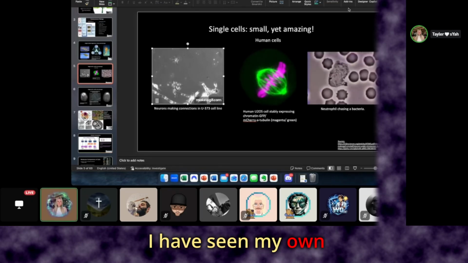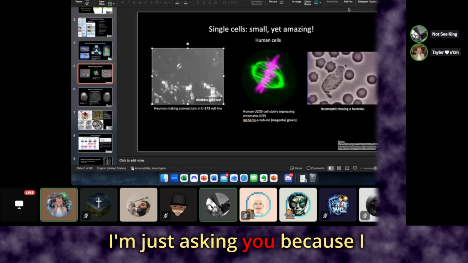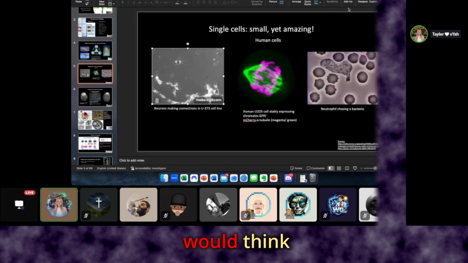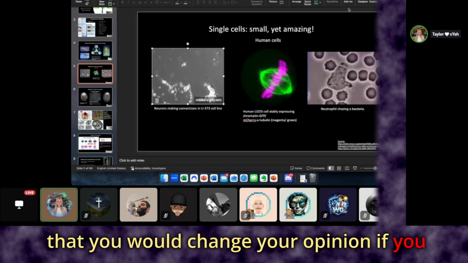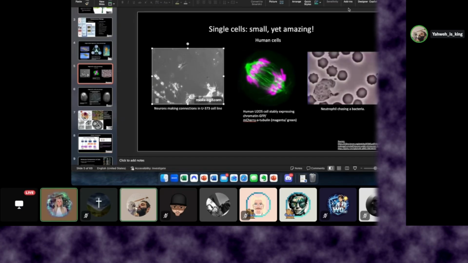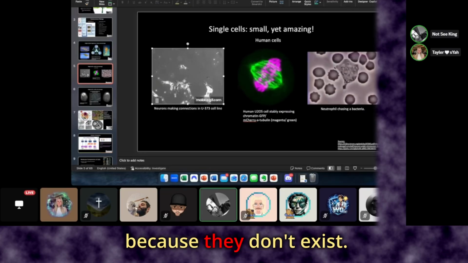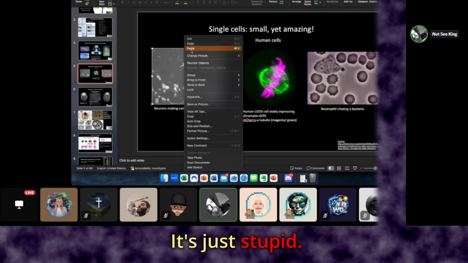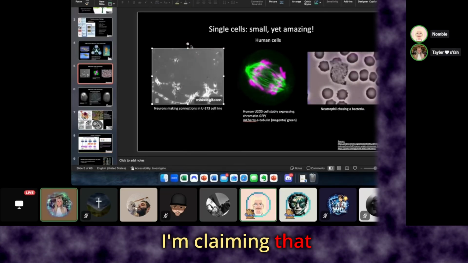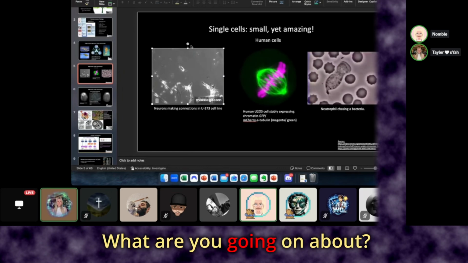I have seen my own cells under a microscope. I'm just asking if you've done it because I would think that you would change your opinion if you actually bought a microscope and tried it yourself. No, you've never seen your own cells because they don't exist. How do you know that? That's just stupid. I sure have. I swabbed my cheek, looked at my cells. Are you claiming that human cells don't exist? What are you going on about?